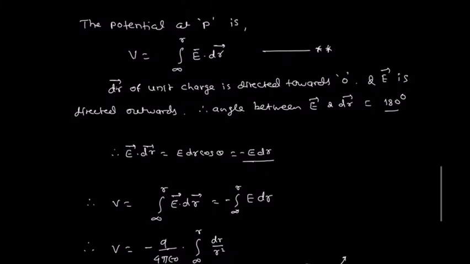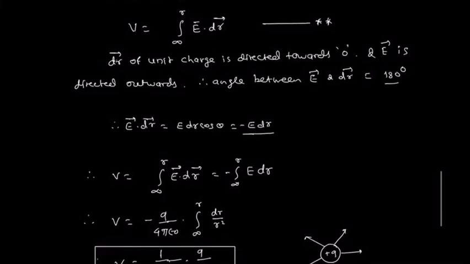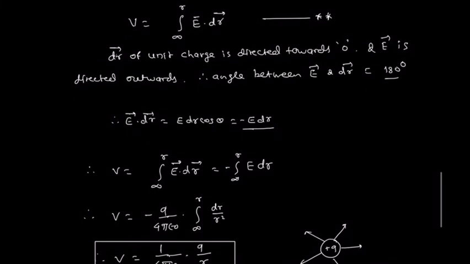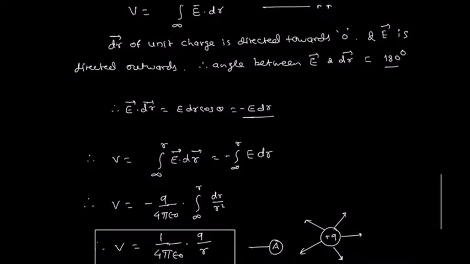Upper limit minus lower limit. Hence, the integration part becomes minus, and minus minus is plus. Then what is the term remaining? V is equal to 1 divided by 4 pi epsilon 0 into Q divided by r. And that is the required term which we have to find at a given point in the region of electric field. The electric potential at a point in the region of electric field is V is equal to 1 divided by 4 pi epsilon 0 into Q divided by r.